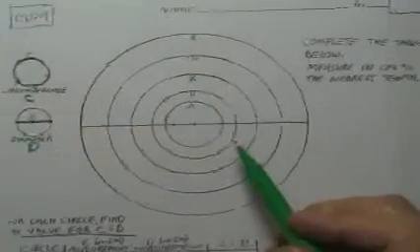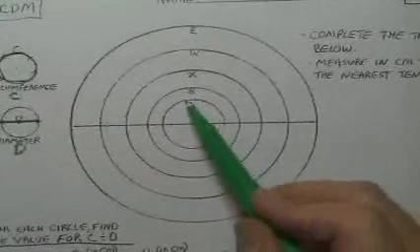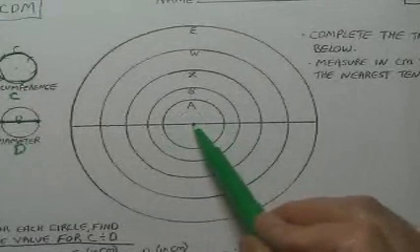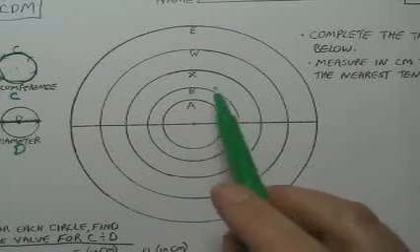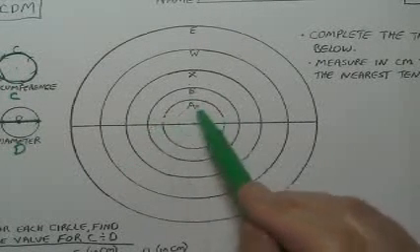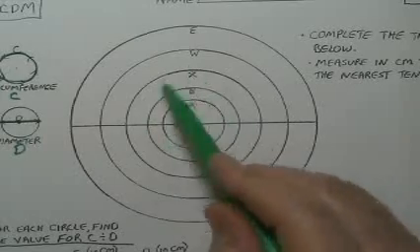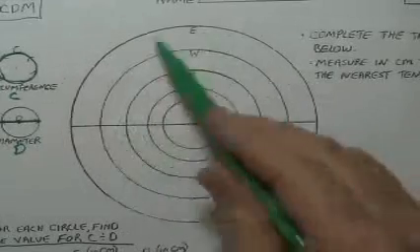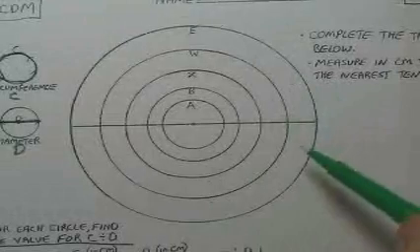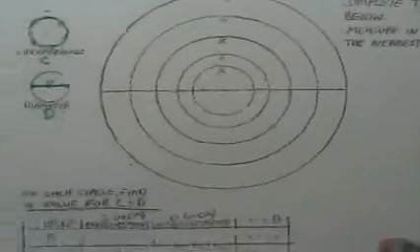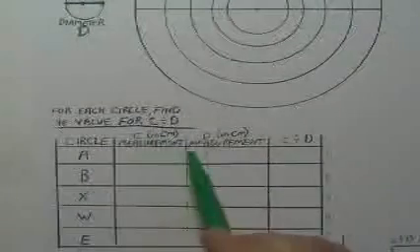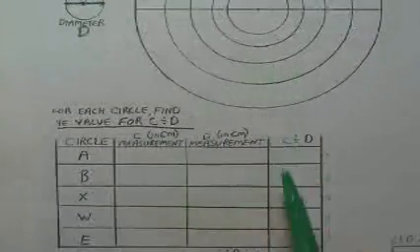Okay, looking at the larger diagram, if you notice, we have all around, these are called concentric circles. In other words, they have the same center. And so we have letter A, circle A, B, that's 2, 3, 4, and 5 circles. What we need to do is go to the table below and complete the table below for each of those circles.